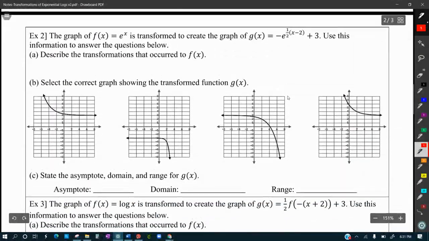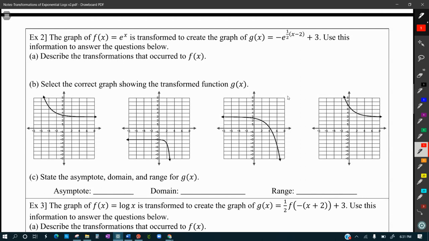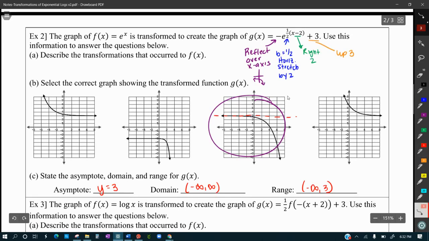So pause the video and see if you can try example 2 on your own. And here's your solution for example 2.